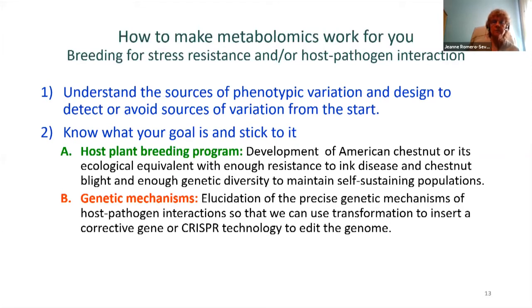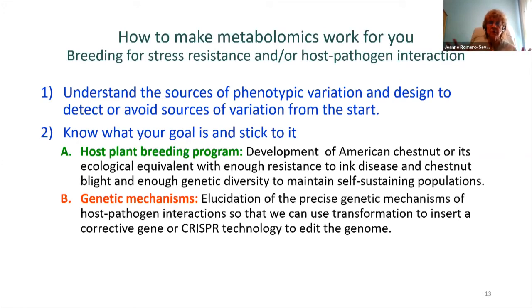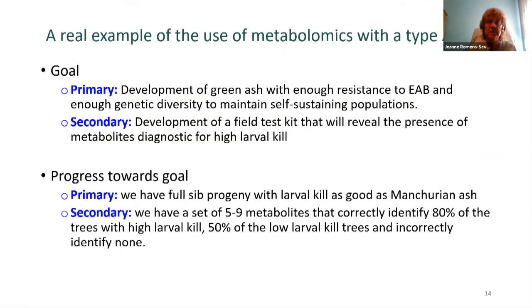And there's a genetic mechanisms goal. You work out the genetic mechanisms so that you can do direct intervention in an applied breeding program. If I understand very clearly what the genetic mechanisms of blight resistance are, I might be able to use CRISPR to edit the genome, but I cannot use CRISPR until I've done my homework and worked out what those genetic mechanisms really are.